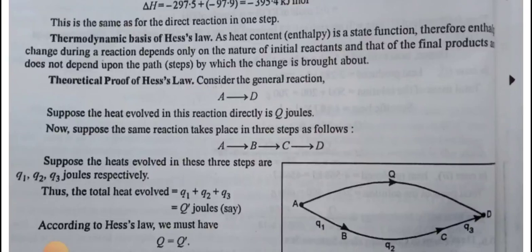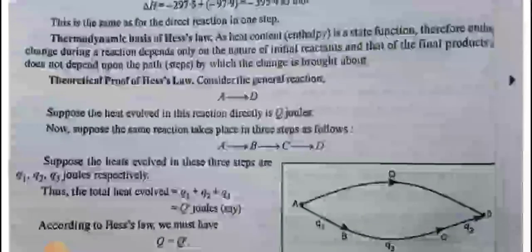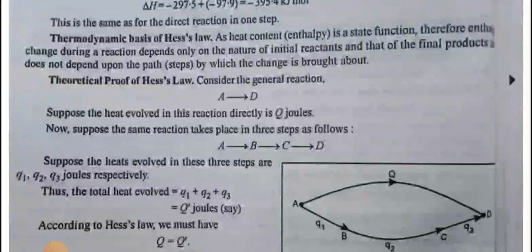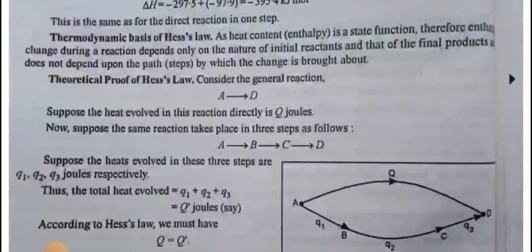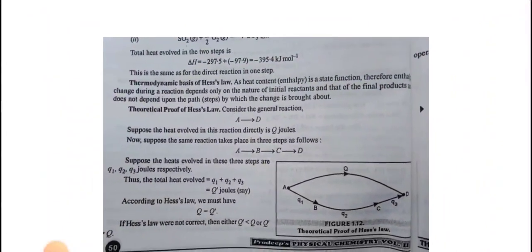Consider the general reaction A is converted into B. Suppose the heat evolved in this reaction directly is capital Q joules. Now suppose the same reaction takes place in 3 steps as follows: A to B, B to C, C to D. Suppose the heat evolved in these 3 steps is small q1, q2, q3 joules respectively. Thus, the total heat evolved is q1 plus q2 plus q3, which is equal to Q dash joules. Now, according to Hess's law, we must have Q equal to Q dash.